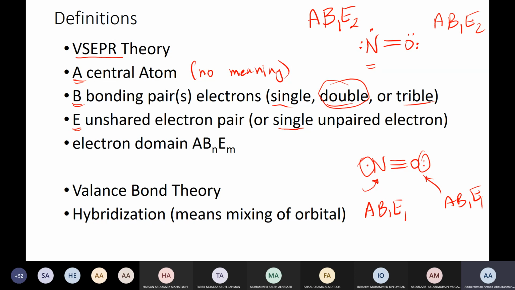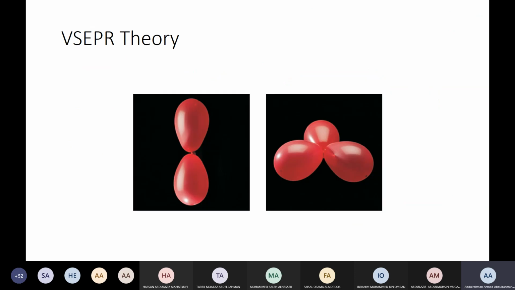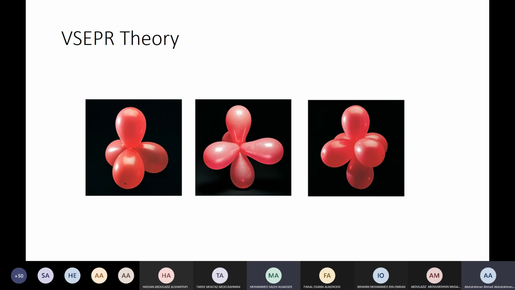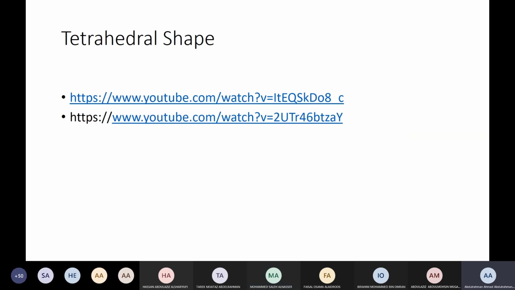Next, at the end of the chapter, we're going to talk about valence bond theory and hybridization. And I want you to look at this shape. What's the electron domain in here? Quickly. 2. Here, 3, triangle. Here, 4, 5, 6. Okay, I put you here in the electron domain. I'll show you also the shape.